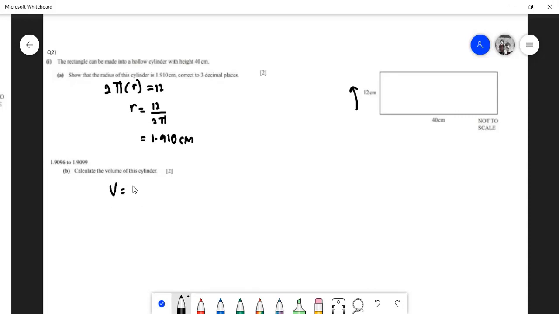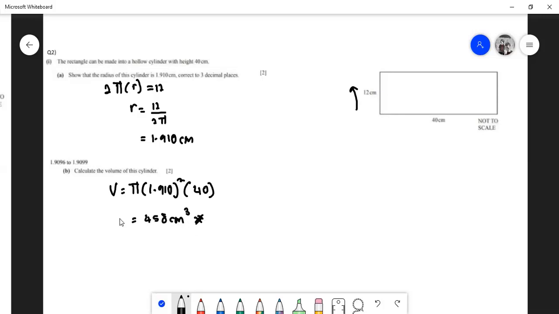This is going to be very easy. Just substitute into the formula: pi times radius 1.90 squared, multiplied by the height, which is 40. So you just have to substitute everything inside. You should get 458 now, guys. 458 cm cubed. As simple as that.